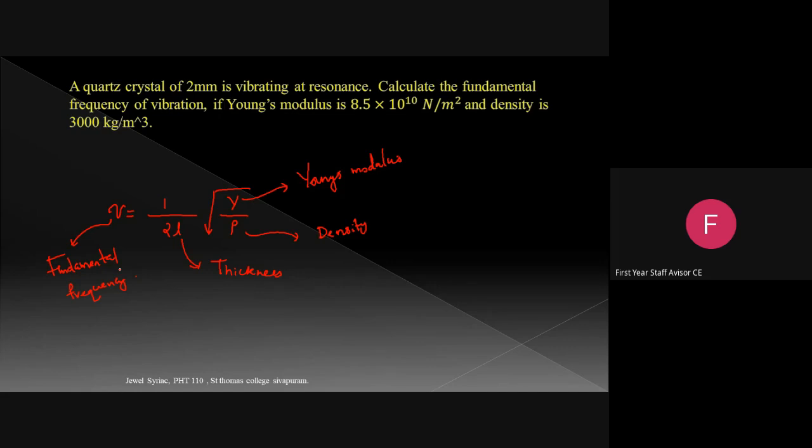So thickness L is given. L is equal to 2 millimeter. അതിനെ എന്ത് ചെയ്യുക, മീറ്ററിലേക്ക് മാറ്റുക. And Y, Young's modulus, is given as 8.5 into 10 raised to 10 Newton per meter square. കാരണം Young's modulus in meter square ആണ്. So you should change the thickness into SI unit. What is 2 millimeter? 2 millimeter is 2 into 10 raised to minus 3 meter. And given density rho, 3000 kilogram per meter cube.